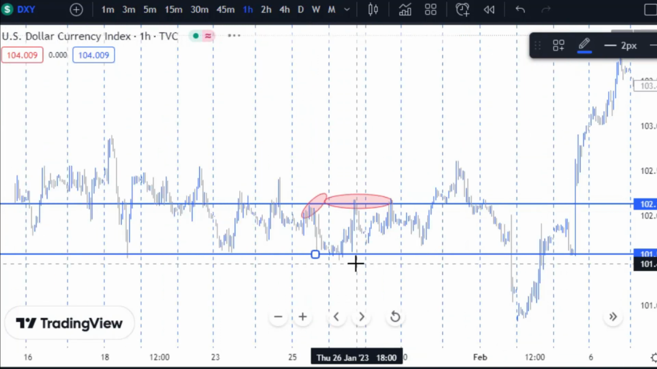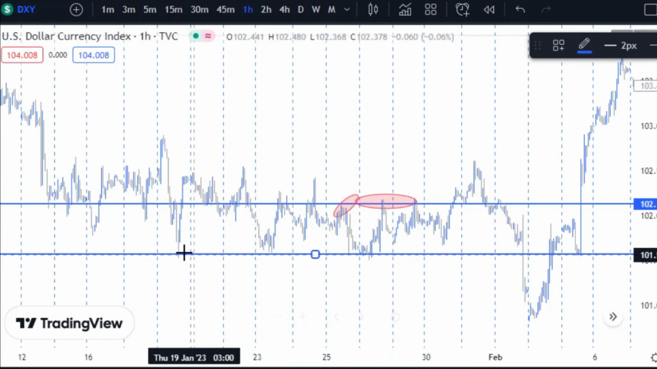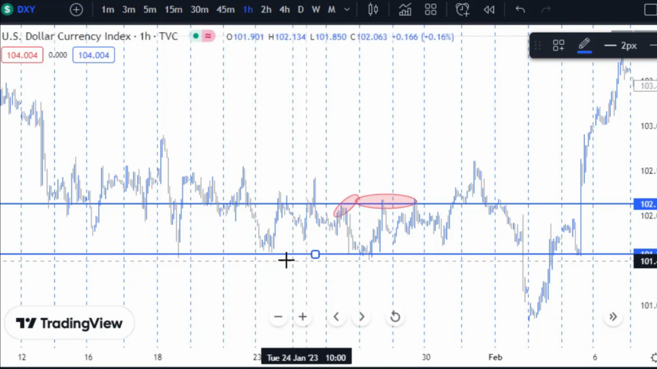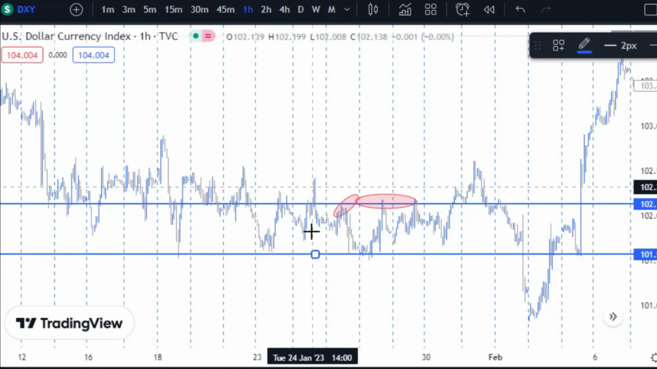So a support region is a region that price tests, after testing it goes back, or a region that stops price from falling further downwards. So we see how many times price tested this area and then it was rejected back to the upside.